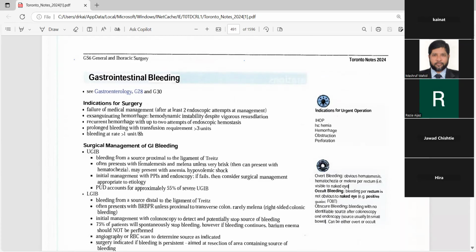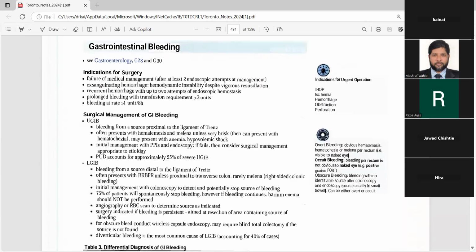So you don't need to know the proximal to the ligament of Treitz and stuff like that. You just need to know how you're going to approach the case. If the patient comes with bleeding, first of all, you have to confirm: is it bleeding, or is he mixing it up with something else?